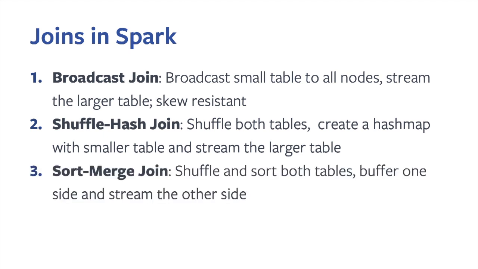The third variant of joins is the sort merge join. The idea behind sort merge joins is that you shuffle and sort both the tables. You buffer one side, and you stream the other side. So in terms of memory profile, sort merge joins are much more memory efficient because you're not creating fancy hash tables or keeping things in memory. But given this, you incur this additional cost of sorting the data, so they are slightly slower.